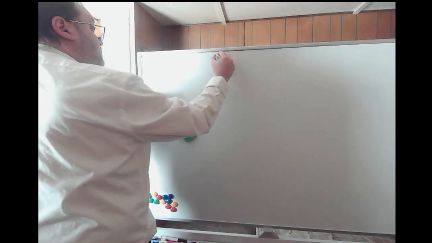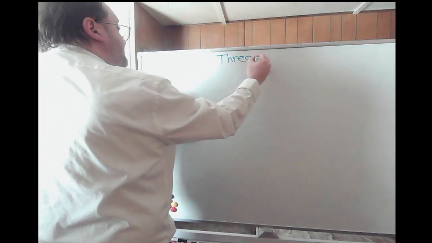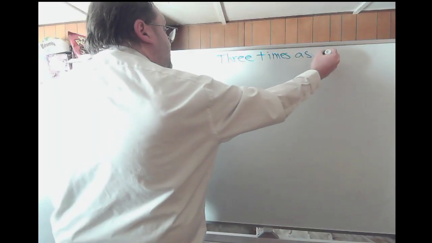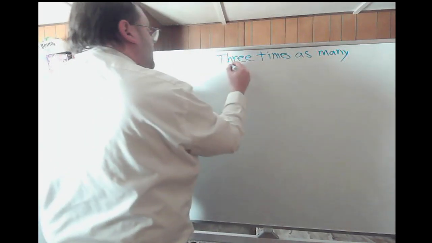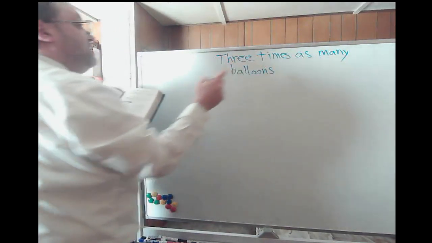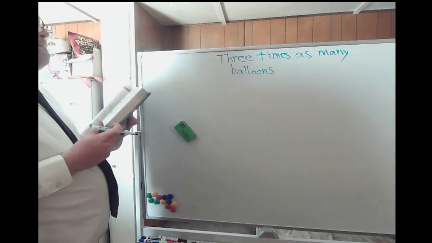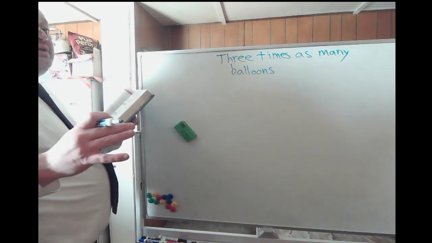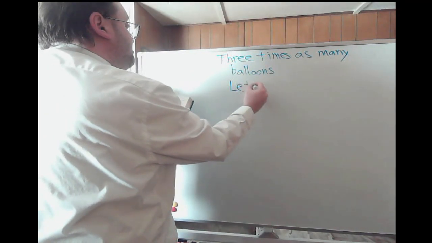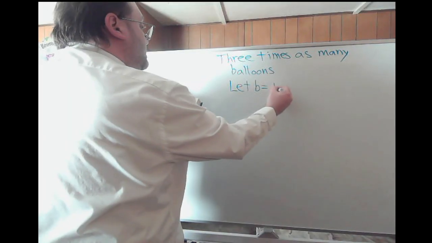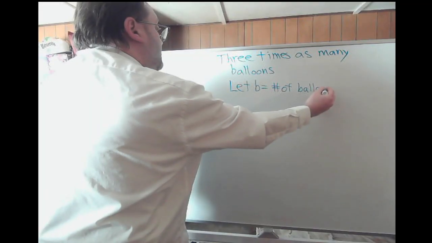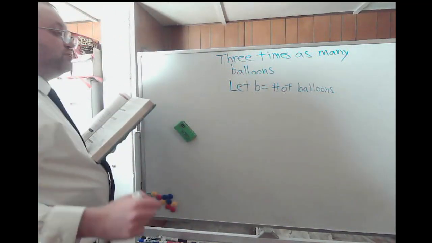Let's see. We have 3 times as many balloons. We have 3 times as many balloons. Well, we don't know the number of balloons, right? We certainly don't. So that's going to be your variable. I would say let b equal the number of balloons. That would be a good variable. Let's let b equal the number of balloons.